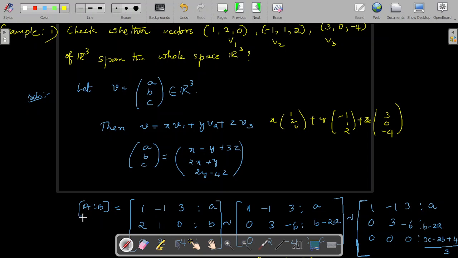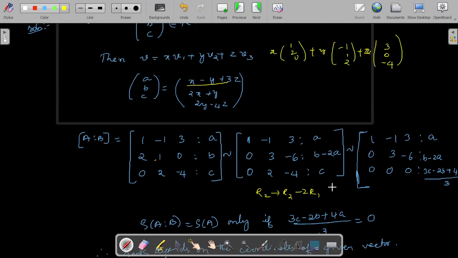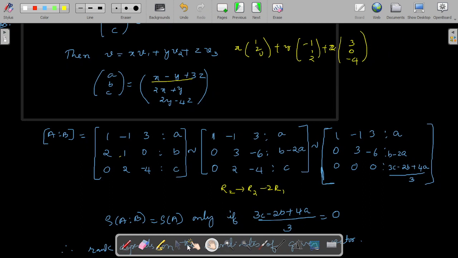Please watch that video. Now let's frame the augmented matrix [A : B] as coefficients of the first equation 1, -1, 3 and a. Coefficients of the second equation 2, 1 and, noting the z term is 0, then b. Third equation 0, 2, -4 and c. Now we have to reduce the given matrix to the echelon form to find out the consistency of the system.